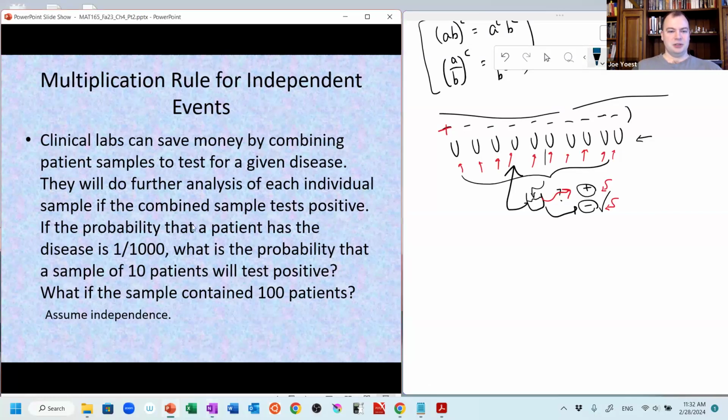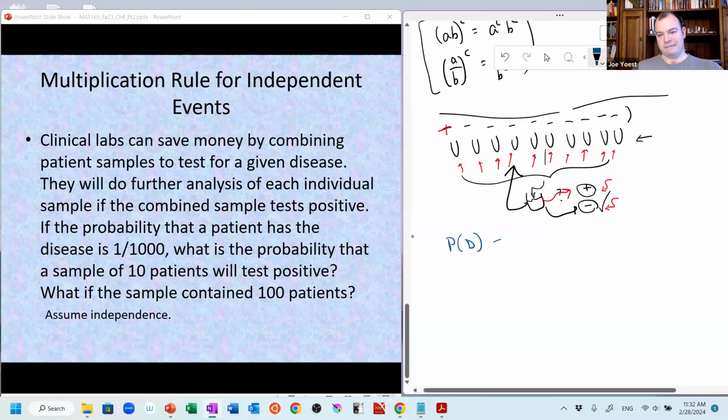Okay, so let's take a look at this. If the probability that a patient has the disease is 1 in 1,000, what's the probability that a sample of 10 patients, a pooled sample of 10 patients, will test positive?